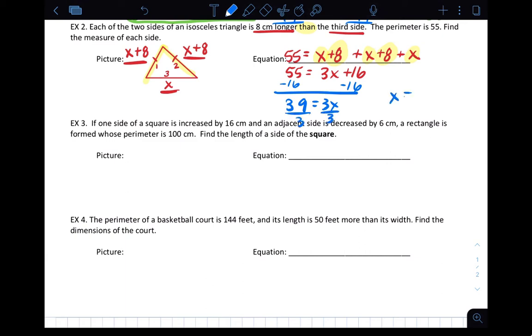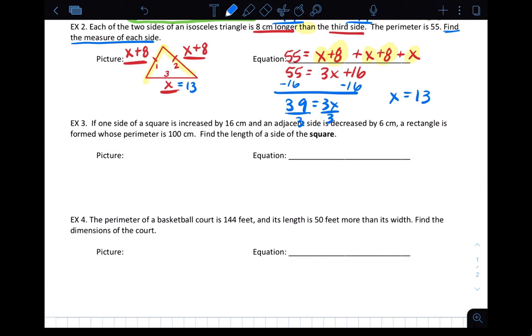And we find out that x equals 13. Now, the question doesn't say find x, it says find the measure of each side. In fact, this x is my third side, so I do know one of my sides, but I need to find the other two sides.